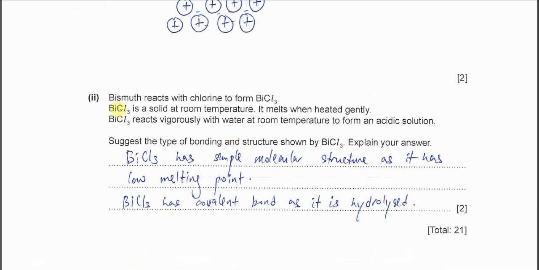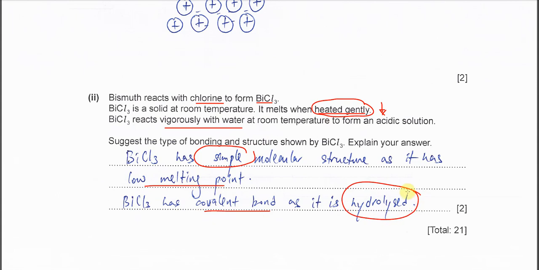Okay, for part 2, bismuth reacts with chlorine to form BiCl3. So BiCl3 is a solid at room temperature. It melts when heated gently, meaning low melting point, and reacts vigorously with water, meaning it can undergo hydrolysis. So because it can melt when heated gently, it must be a simple molecular structure, because of the low melting point. And it must have covalent bonds because it can hydrolyze easily. Okay, that's all for this question. Thank you.